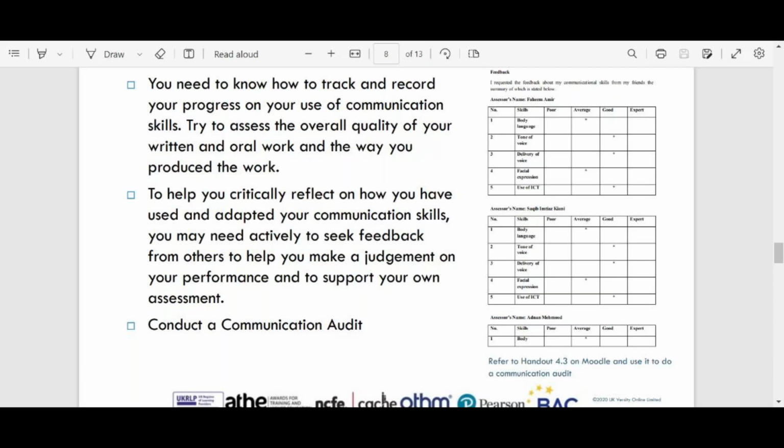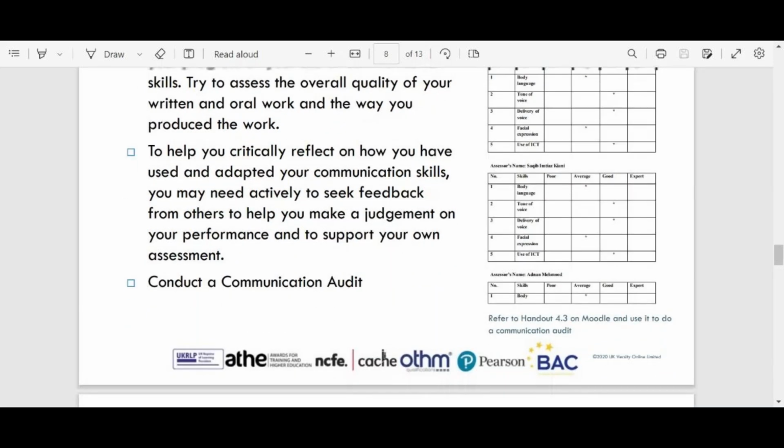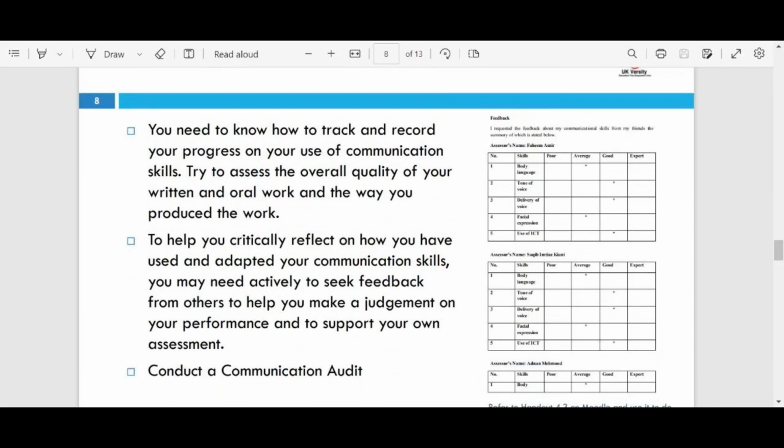So this is a handout which is on Moodle to do a communication audit. Why do you think it's important to do a communication audit? The person will get his weak points and good points. Yeah, the person will get the weak points and the good points.